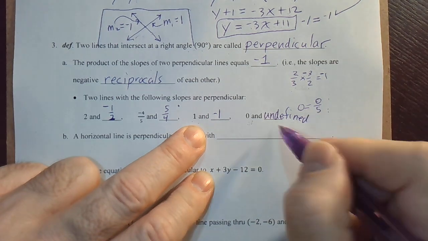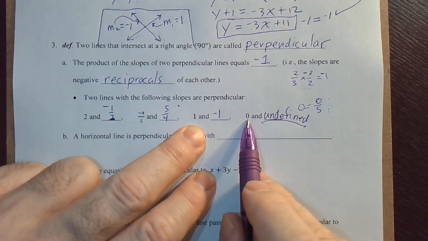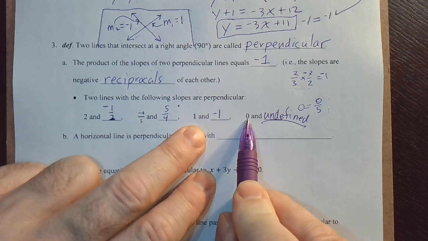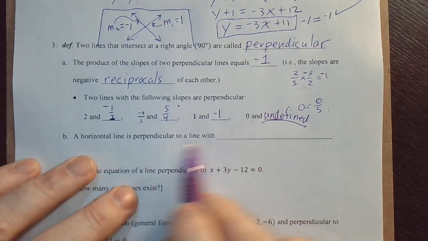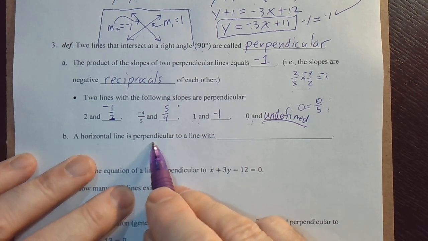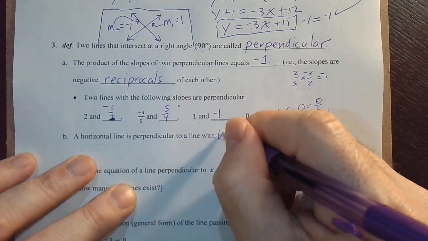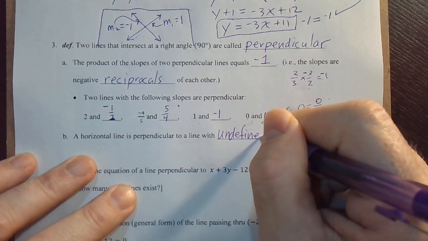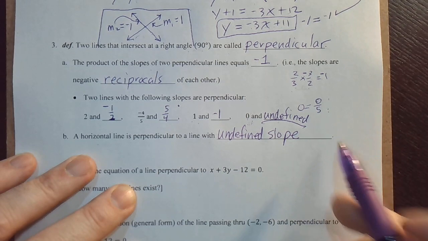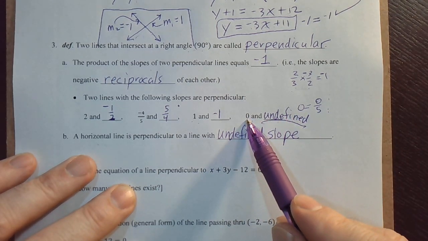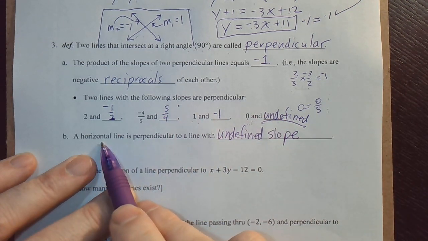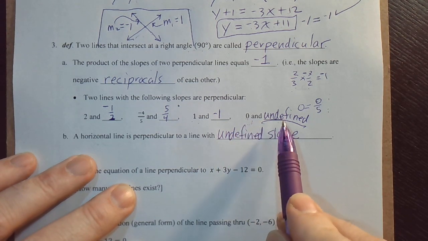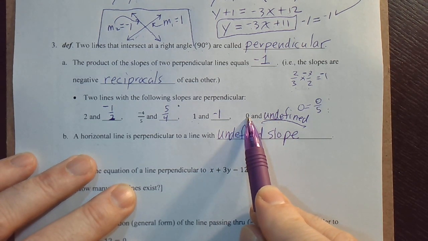A better way to say that would have been the slope of 0 is a horizontal line. A horizontal line and a vertical line are perpendicular. A horizontal line is perpendicular to a line with undefined slope. So that's saying exactly the same thing we set up here. Undefined slope is a vertical line, and a horizontal line has a slope of 0.